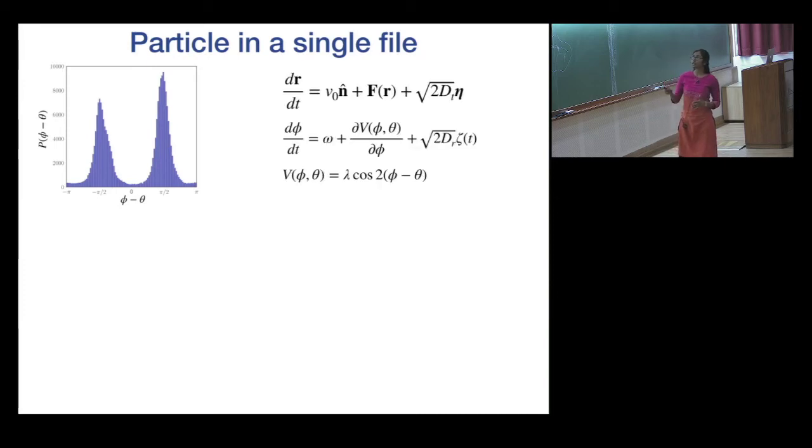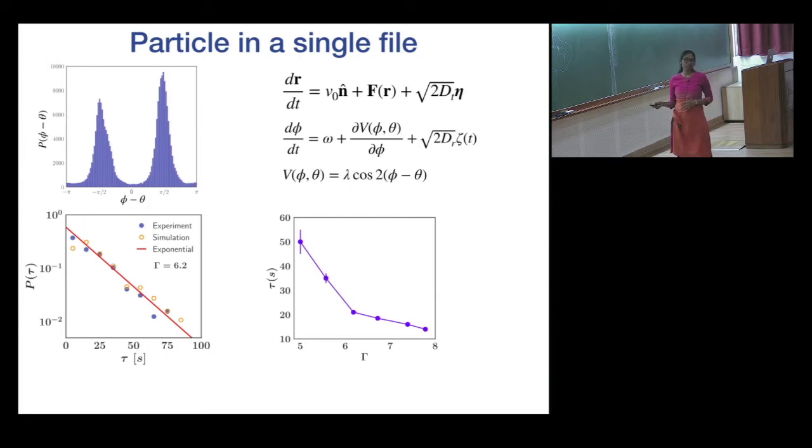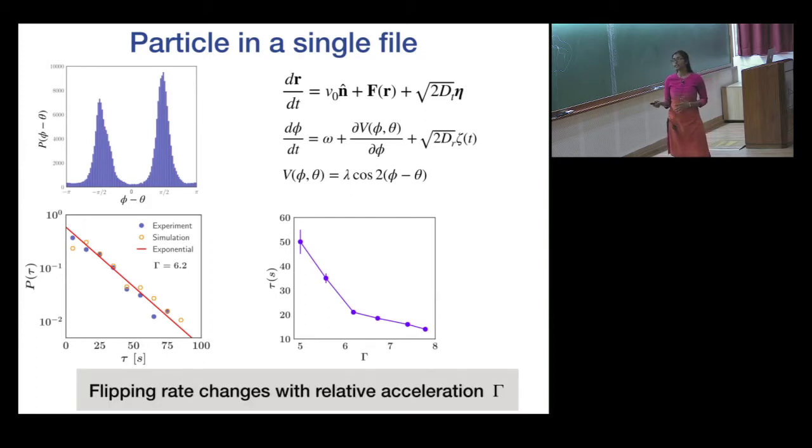These are the equations of motion for the particles. You can see these two equations are very similar to the 2D equations, except there is a potential term, and we take the potential term in such a way that the peaks come around plus minus pi by 2. Then we calculate the flipping time distribution, which is a Poisson distribution, from the experiments as well as in the simulations. The flipping time goes down with the relative acceleration. So by changing the relative acceleration, we can change the particle activity.